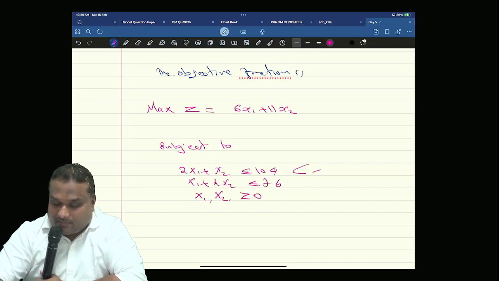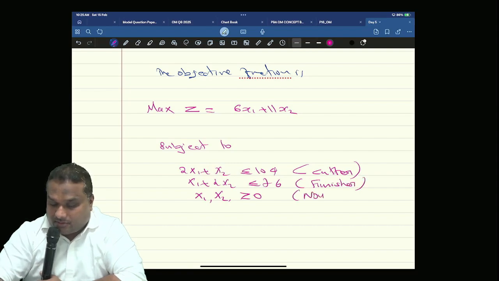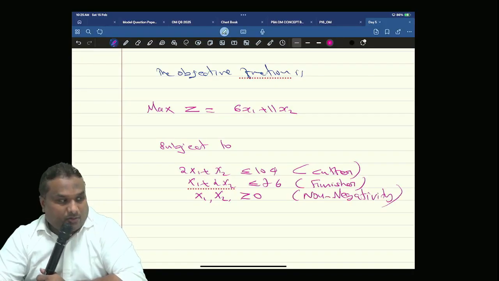This is the time of cutter. This is the time of finisher. This is the non-negativity constraint. Deal or no deal?